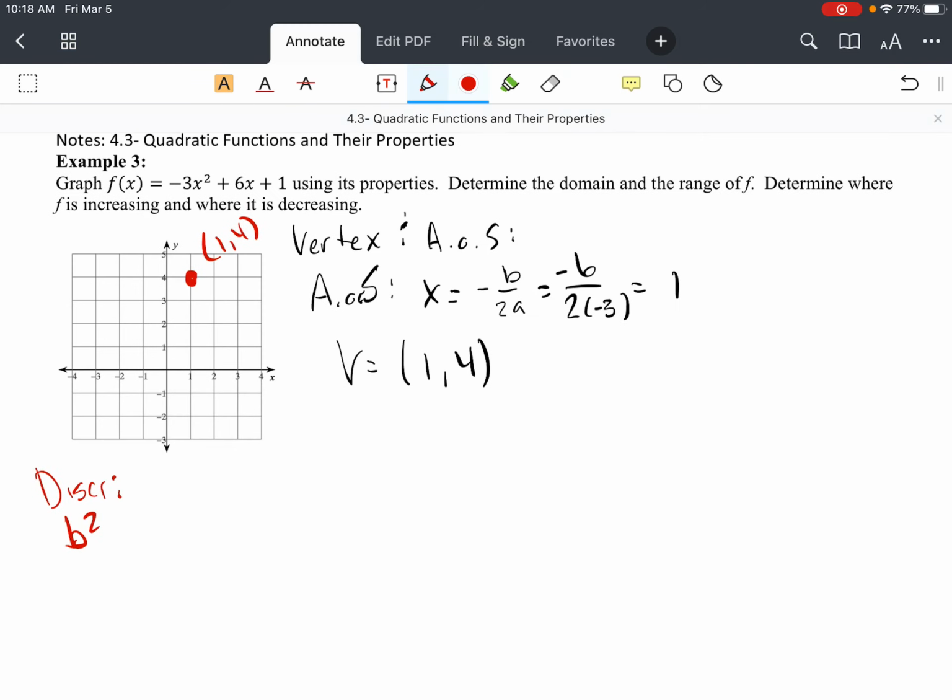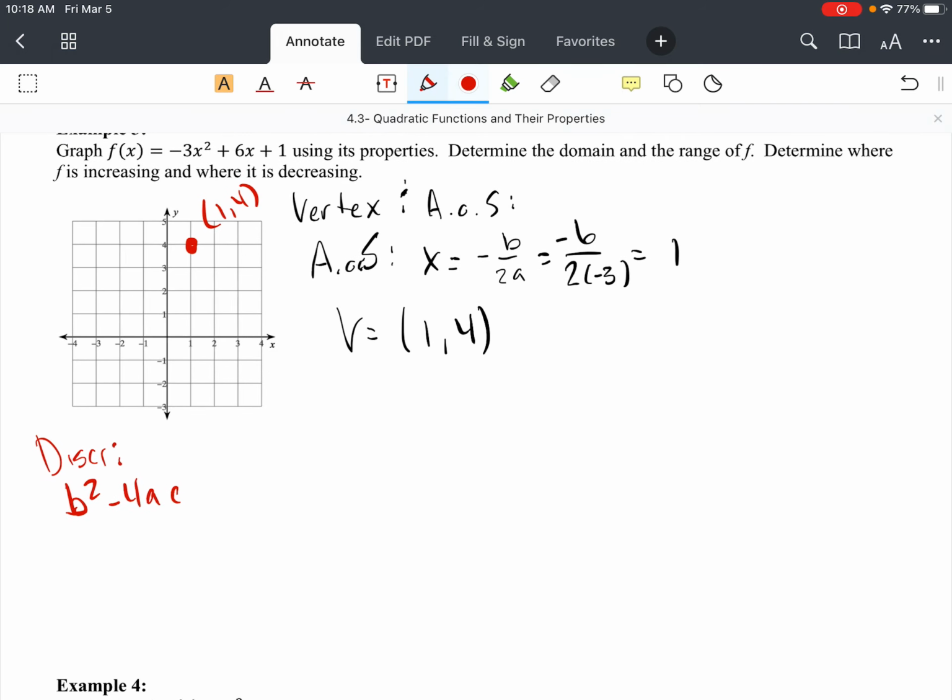So finding the discriminant here, it's b squared minus 4ac. My b is 6, so I've got 36 minus 4 times a, which is negative 3, times c, which is 1. So we've got 36 plus 12, so you have a discriminant of 48. Because we have a discriminant of 48, we do have 2 intercepts, so we are going to have to find those.